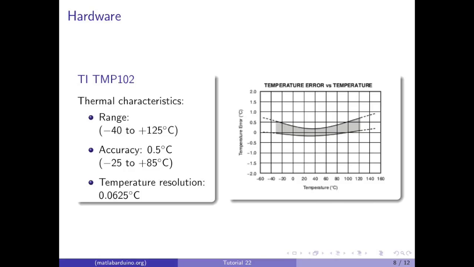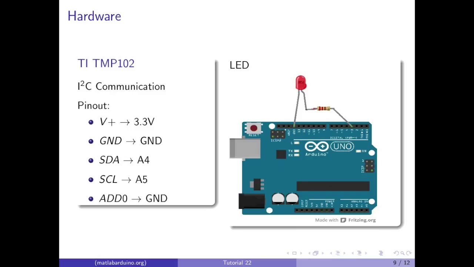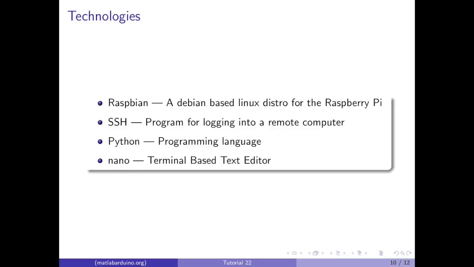The TMP-102 will be connected to the Arduino with this pinout, and the LED will be connected with the long end of the LED connected to the resistor, connected to pin 3, and the other end connected to ground. We will be using Raspbian, a Debian-based Linux distro for the Raspberry Pi.